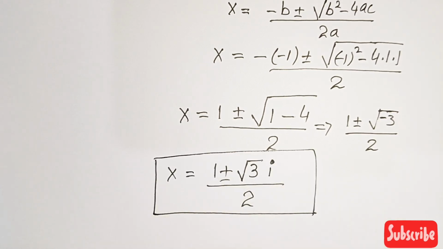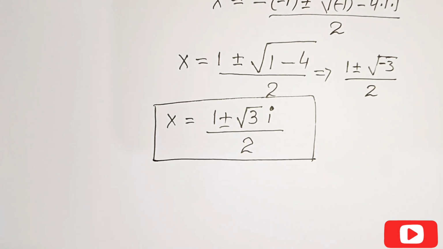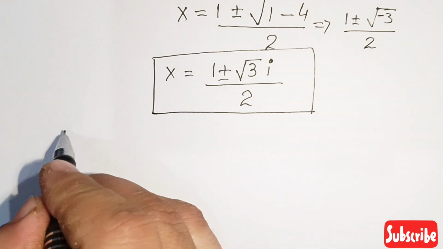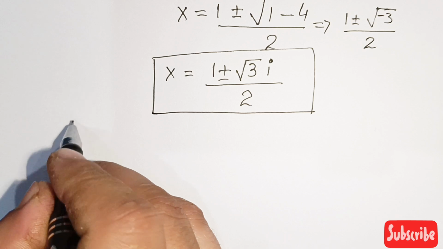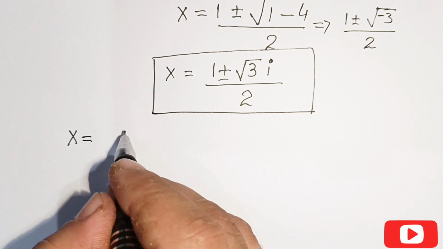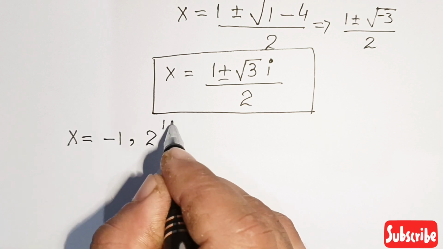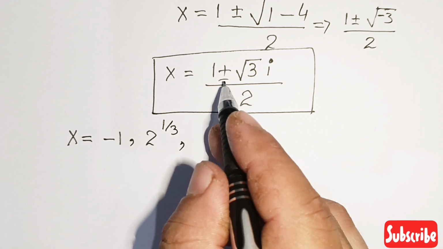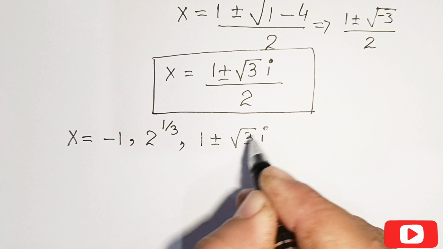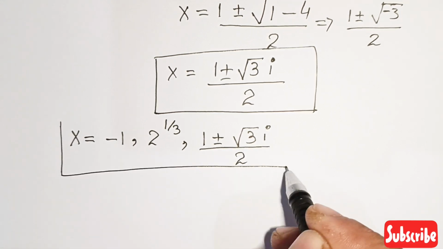Here we can also just verify our result by using real values of x. So our final values of x are, the first value is minus 1, the second is 2 to the power 1 over 3, and the third and fourth values are 1 plus minus square root of 3i all over 2. So these are the values of x.